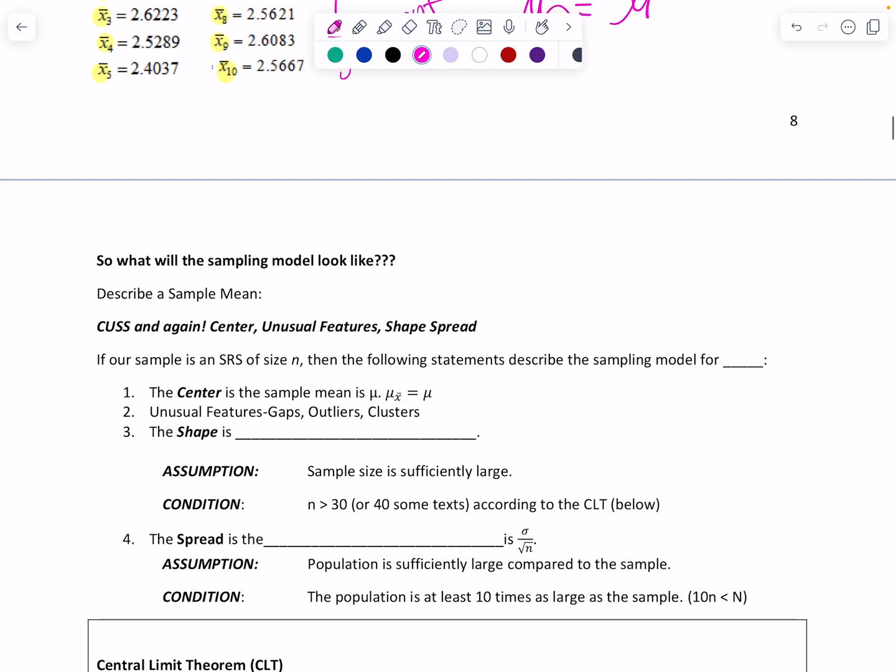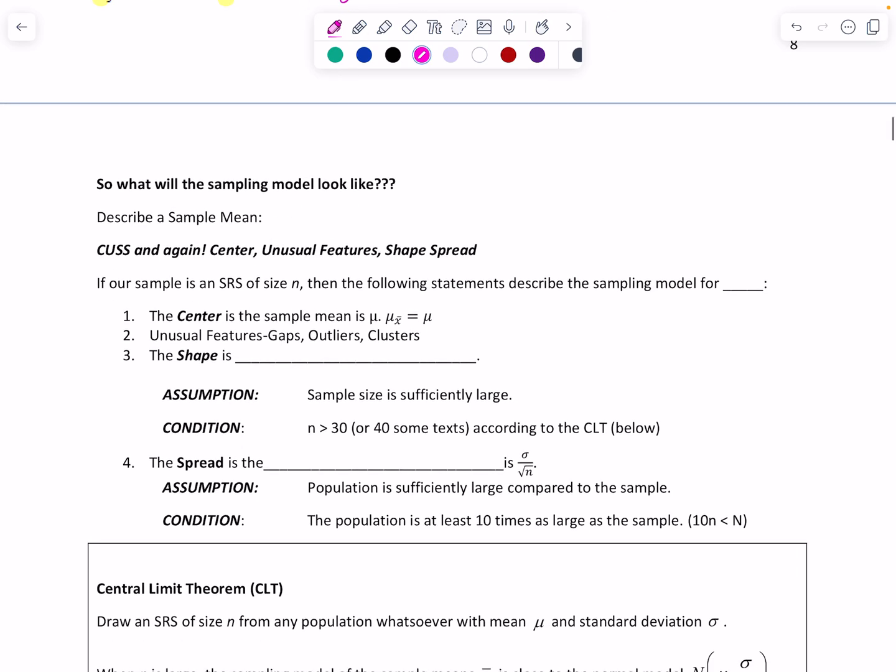What does the sampling model, of course, look like? You're going to see the same thing: the sampling model for the means is going to be the same thing that we had. The difference here, you see the mean mu of X bar is equal to mu. And then the shape is going to be, again, approximately normal. And this is for X bar, if the sample size is sufficiently large.